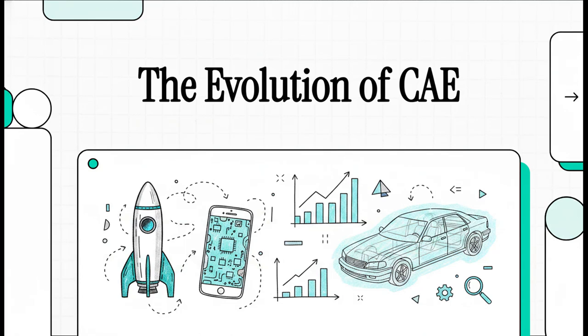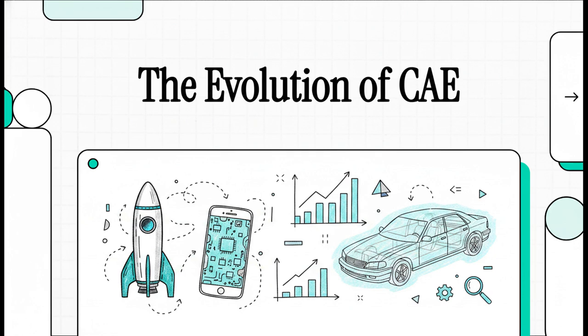Welcome to This Explainer. Okay, today we are going to dive straight into the gritty reality of modern product development. We're going to look at exactly how engineers are ditching physical prototypes for digital simulation. If you've ever wondered how on earth aerospace components or incredibly complex consumer electronics actually get tested before a single physical part is ever manufactured, well, you are in the right place.